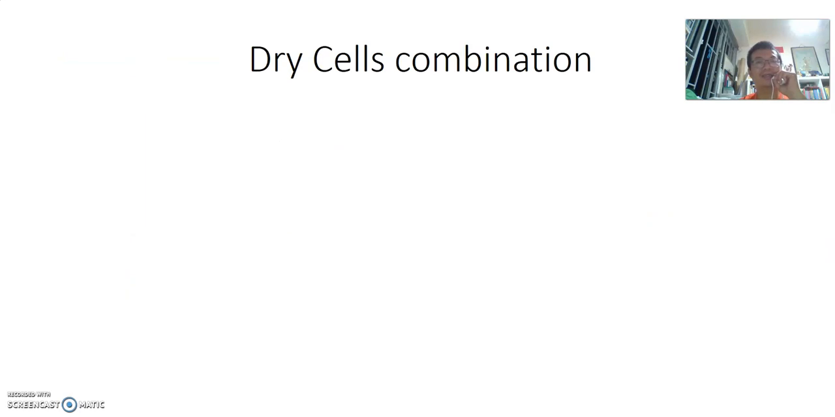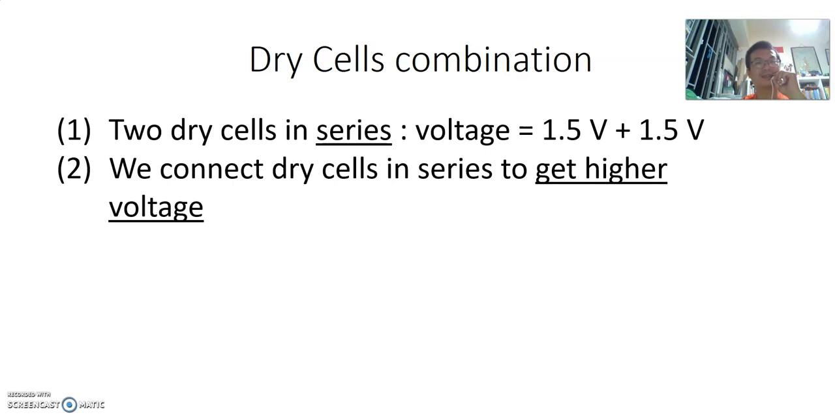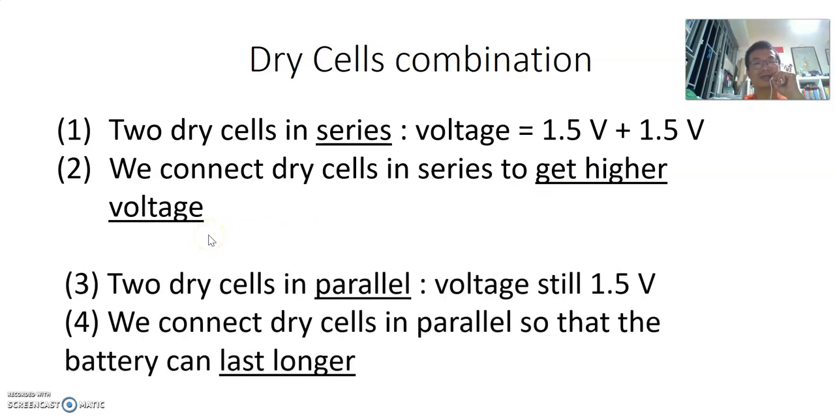Now we have come to the end of the lesson. Let's summarize. If we put two dry cells in series, we get a higher voltage. So 1.5 volt plus 1.5 volt in this example will get 3 volt. We connect dry cells in series when we want to get a higher voltage. When we put two dry cells in parallel, the voltage is still 1.5 volt. So the purpose is not to get a higher voltage, but so that it can last longer.